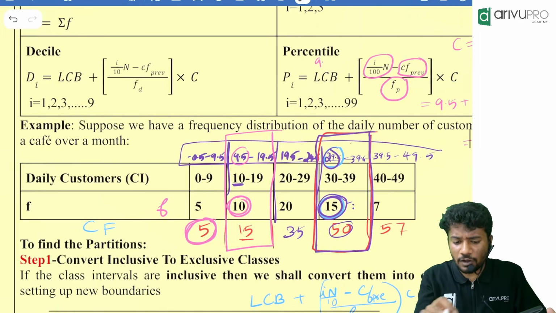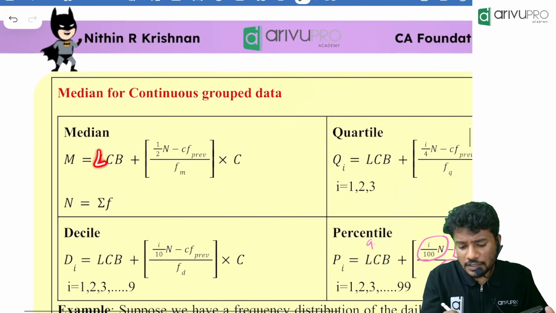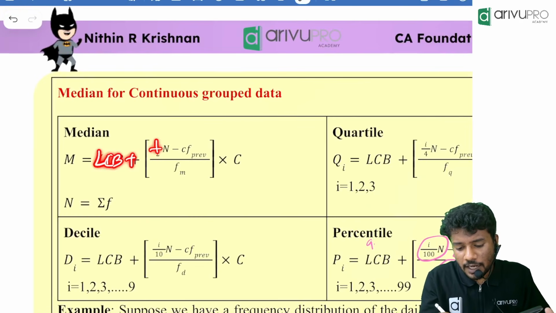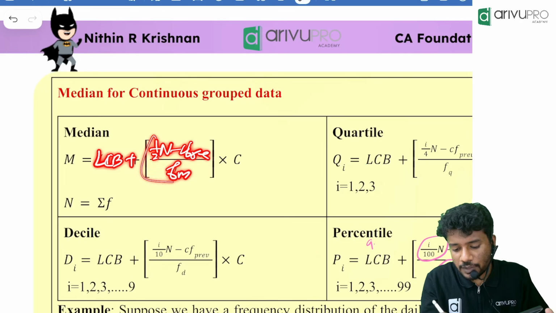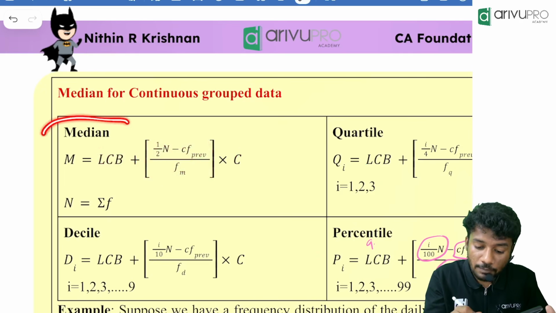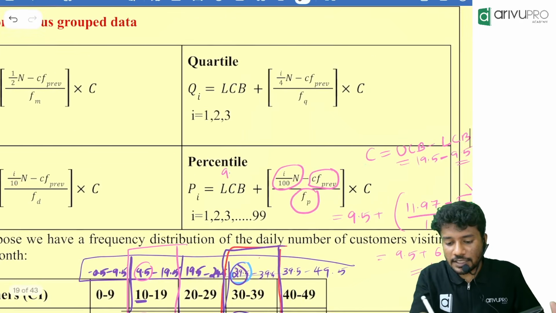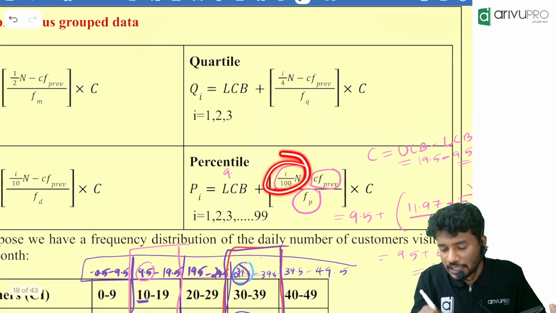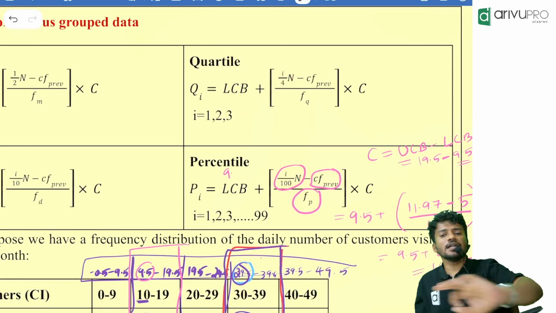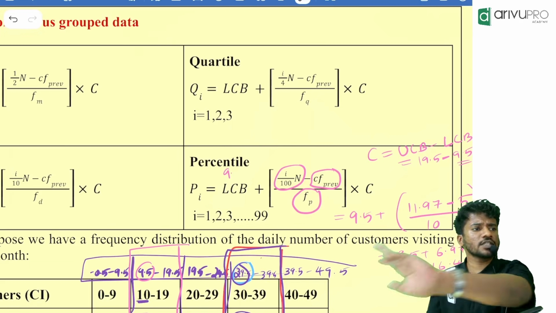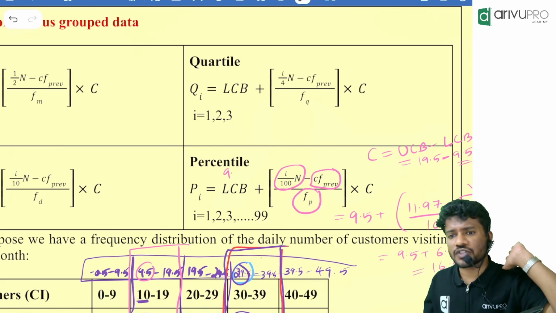Then we will use the formula. The formula is lower class boundary plus n by 2 minus cumulative frequency of the previous class, divided by frequency of the median class, into C. For the median it is n by 2. If it is decile, it will become n by 10. Quartile, it will become n by 4. Percentile, it will become n by 100. Other than that, all the steps are the same. You will get the answer.